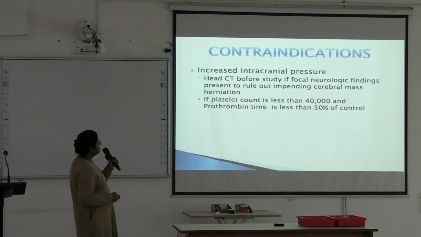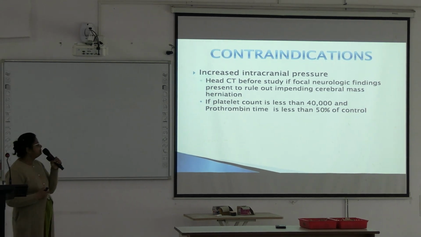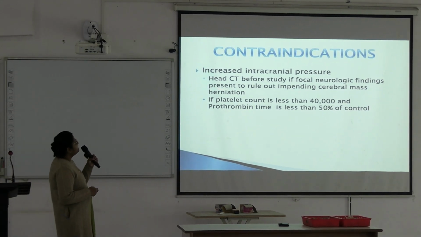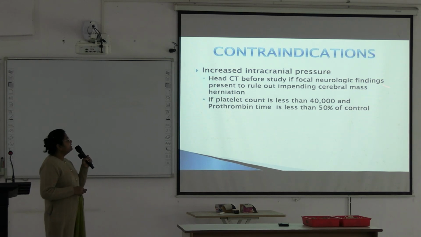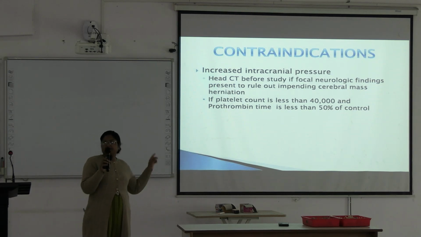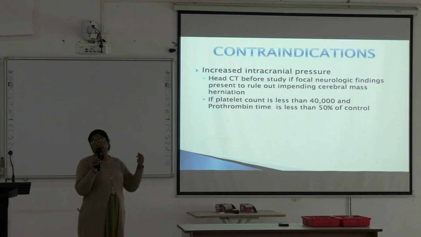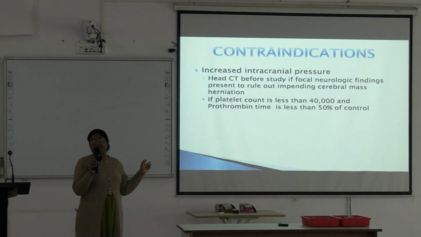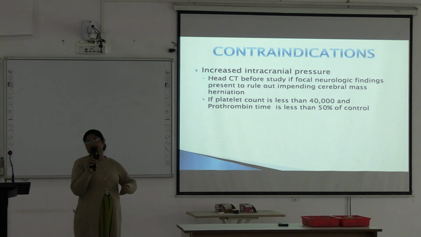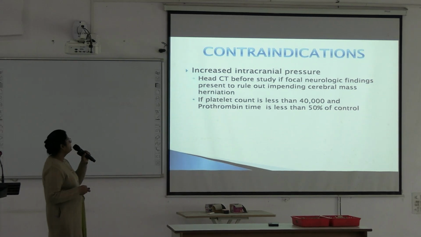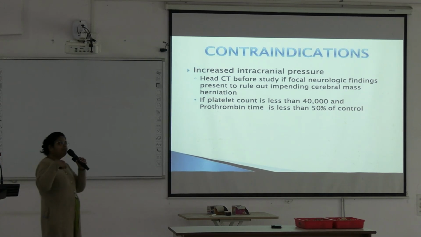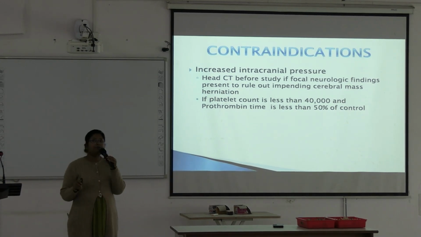Next, what are the contraindications of spinal tap? Okay, increased intracranial pressure, head CT before study if focal neurological findings present to rule out impending cerebral mass herniation. Okay, if you do a spinal tap in case of increased intracranial pressure patients, the cerebral peduncles will herniate through the spinal canal, through the foramen magnum. Okay, uncal herniation occurs mainly, so there will be problem if herniation of brain occurs through the foramen magnum.